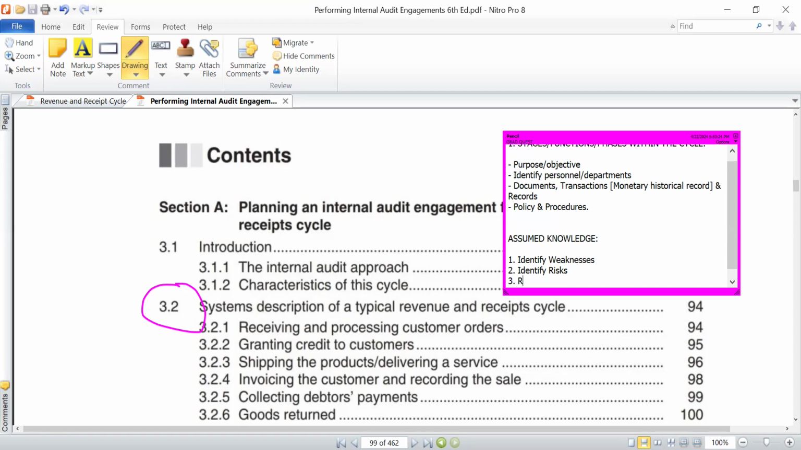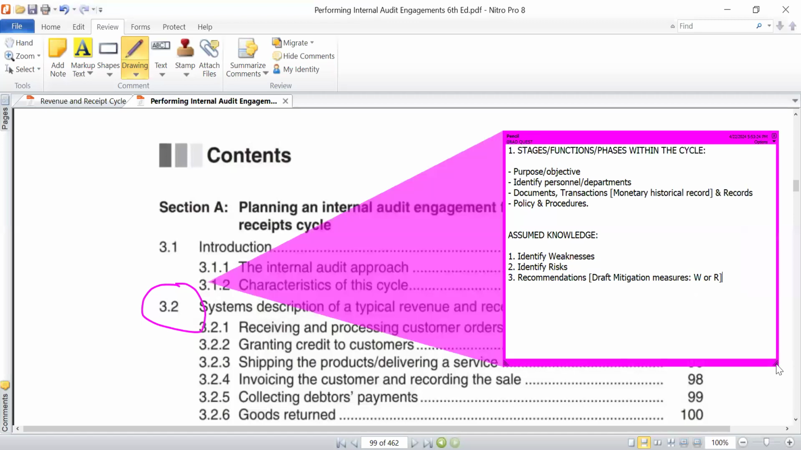Number three, then they'll ask you to give recommendations, and normally when they are asking you to give recommendations, they are simply saying draft mitigation measures, right? So mitigation measures are aimed at addressing a problem. And the problem here can either be a weakness or it can be a risk that is taking place within our process of the revenue and receipt cycle in that case. So essentially, these mitigation measures can also be attributed to internal controls.